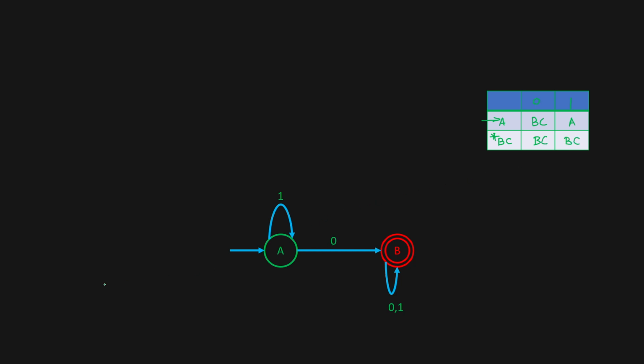As we have seen, we are going to the new state called BC. Now we'll draw the DFA for this. We have got input 0 in state A, you go to state BC. You get input 1, you go to state A itself. In state BC, you get input 0 or 1, you go to state BC. So this is how we minimize a DFA that had 4 states into a DFA that has only 2 states.